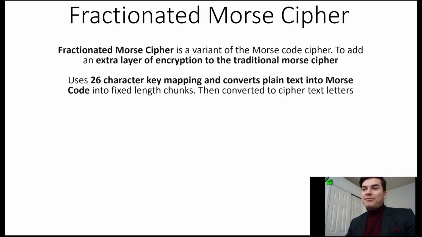Now, fractionated Morse cipher, that is a variant of the Morse code and adds an extra layer of encryption to the traditional Morse cipher. It uses a 26-character key mapping and converts the plain text into Morse code, then into fixed length chunks, and then it's converted to ciphertext letters.